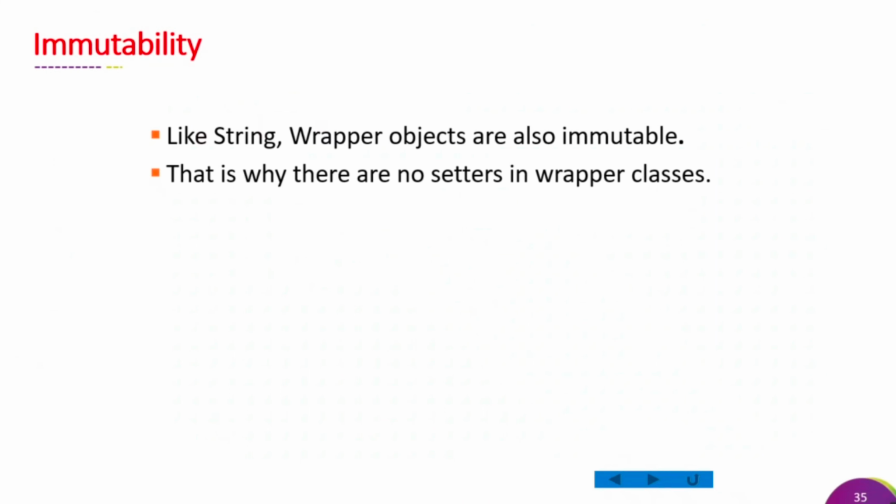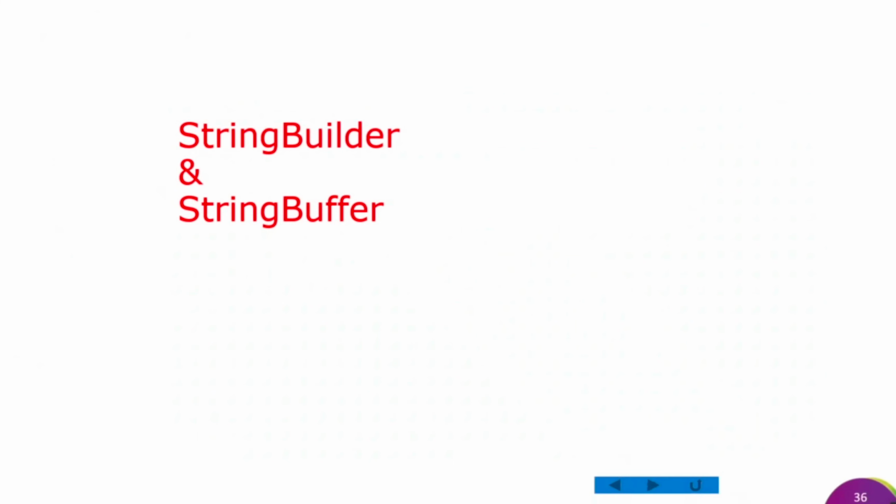Meaning you will not get any setter method inside the wrapper class. Already you are aware how immutability works in a string. Whatever value you write inside the string pool, that string value will be generated, and that string will be immutable, so you cannot change the value. So for your new string, it will generate a new space inside the string pool.